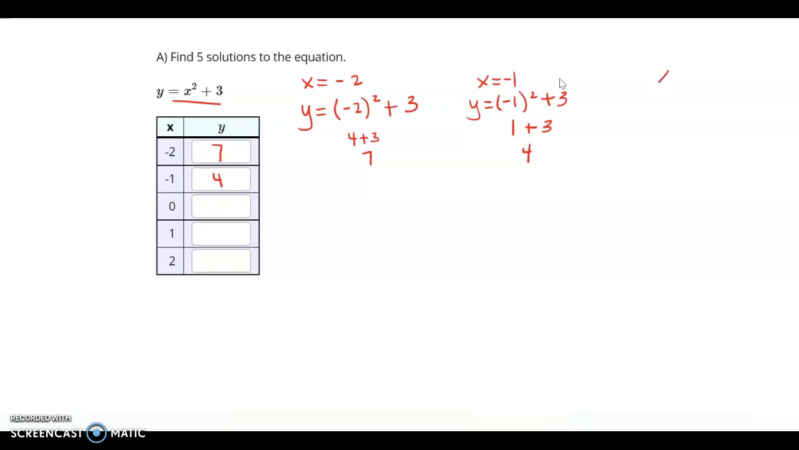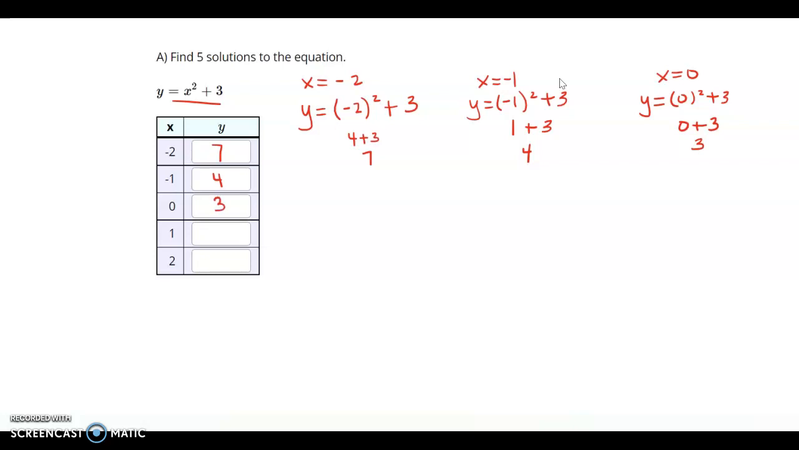Okay, let's continue on. x equals 0. That always makes it a little easier. So 0 squared plus 3. Well, 0 squared is still just 0. So it'll be 0 plus 3, or 3 will be our final answer there.